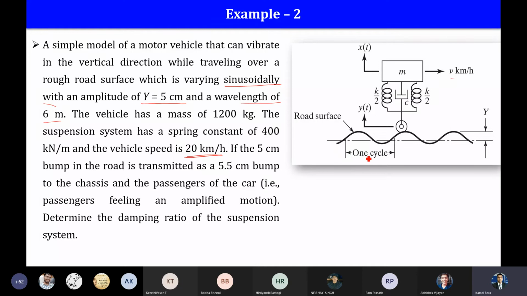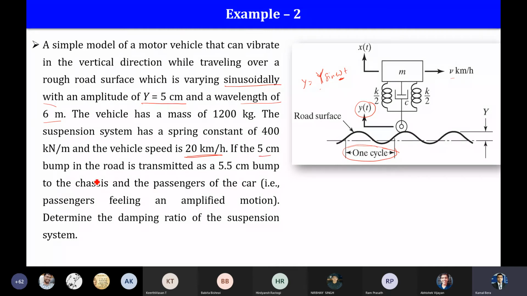So from that you can find out how much time it requires to travel one cycle. What is the time period for this cycle? That is required because you have to know the forcing frequency, right? Because y is some capital Y sin omega t. The amplitude is given, but omega, the forcing frequency, is not given. So you have to find that out from the velocity of the car and the wavelength that is given.